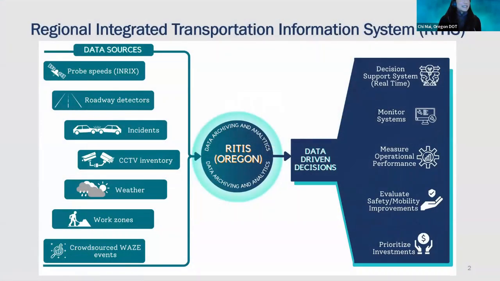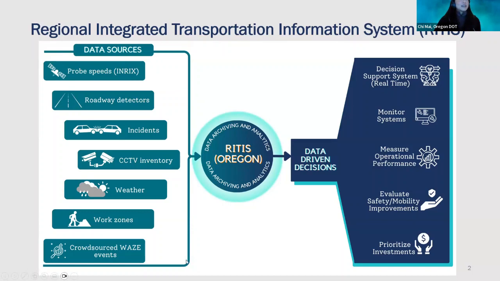If you don't know what RITIS is, it stands for Regional Integrated Transportation Information System. This is a platform developed by the University of Maryland CATT Lab. This graphic shows what the Oregon subscription to RITIS entails. There are probably about 10 or more states that are subscribers to RITIS, and each state, in our contract, tells RITIS what data sources we want them to ingest, archive, and have the analytics for us. That's the middle part here.